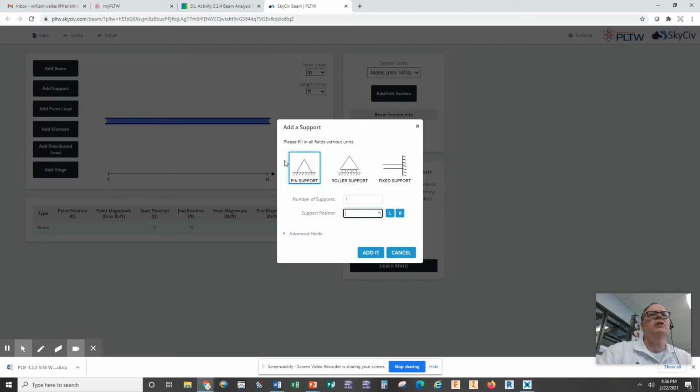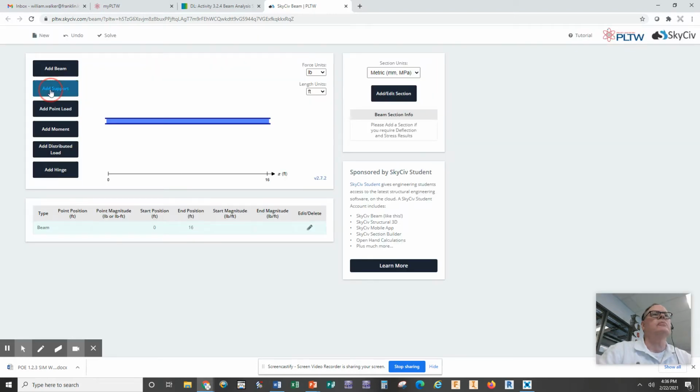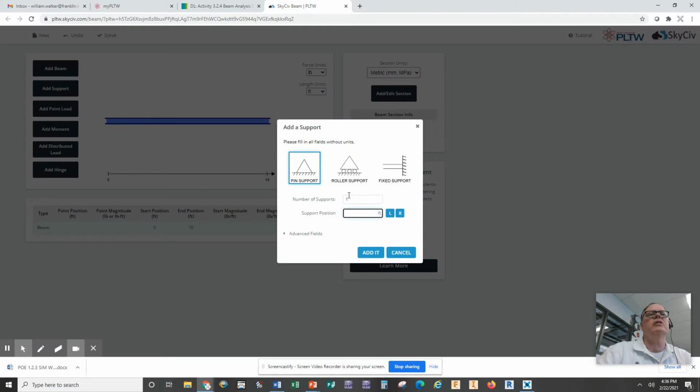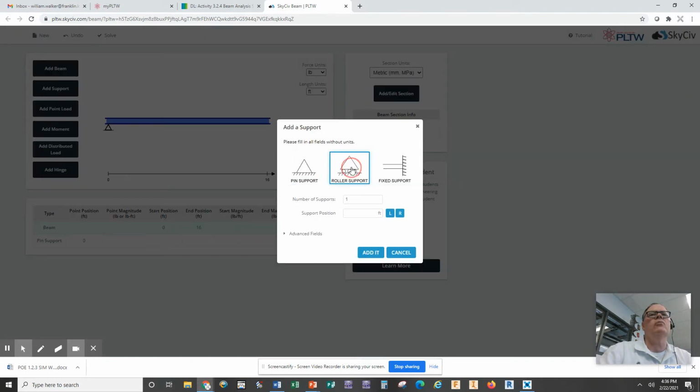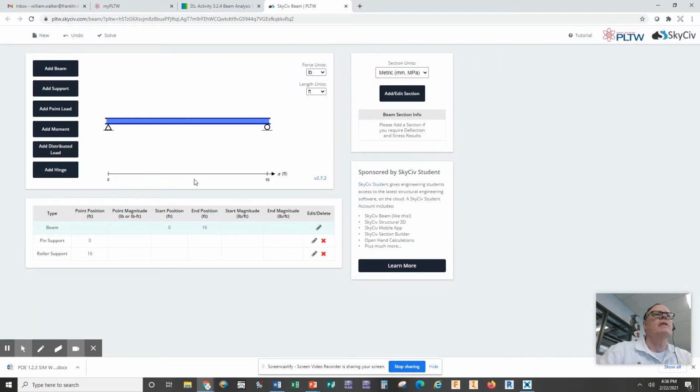So we're going to add a pin support, and we're going to need 2 supports. Well, I'll tell you what, let's just simply add the supports separately. Let's add the pin support at 0 feet. And let's go back and add a roller support at 16 feet. That's the easier way to do it. So there's your pin, there's your roller.